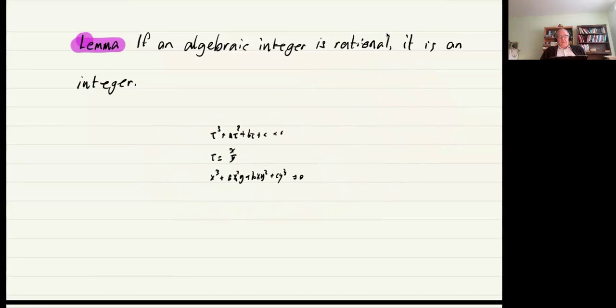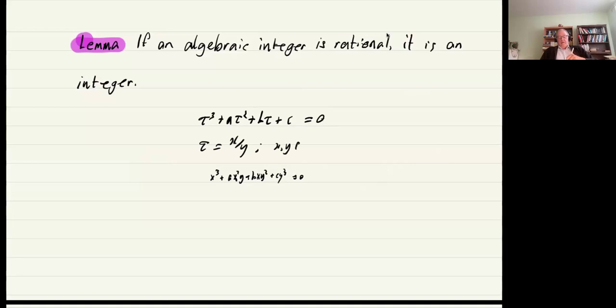And here I'm following, well, this is a bit messy, so let me rewrite it as I go. So suppose, let's just look at an example. Suppose we have tau cubed plus a tau squared plus b tau plus c. This is going to be essentially the same as the proof that the square root of 2 is irrational. And now suppose this is equal to 0. And now set tau equals x on y with x, y in Z and x, y co-prime.